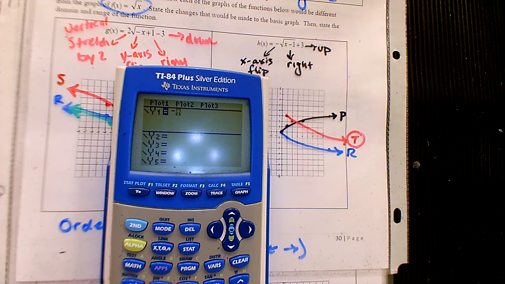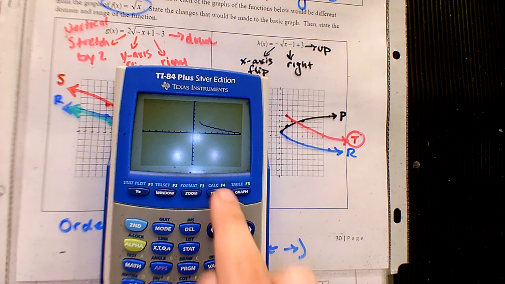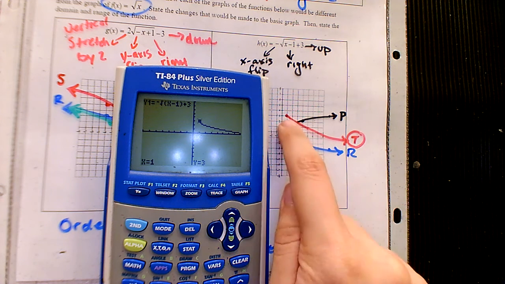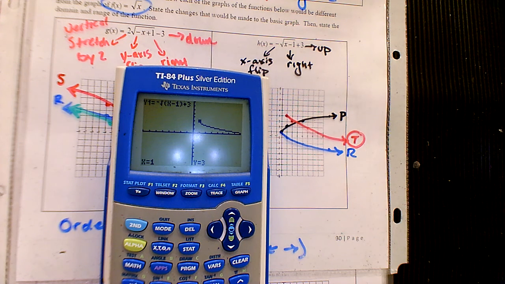We'll type in negative square root x minus 1, and then plus 3 on the end. I'd say that's pretty good. Looks like our T graph. You can double check some points, hit the trace button. If you plug in 1, you get out 3, and that's our beginning point. Plug in 5, get out 1. Okay, that's another point that we had, so I'd say we did that pretty well.